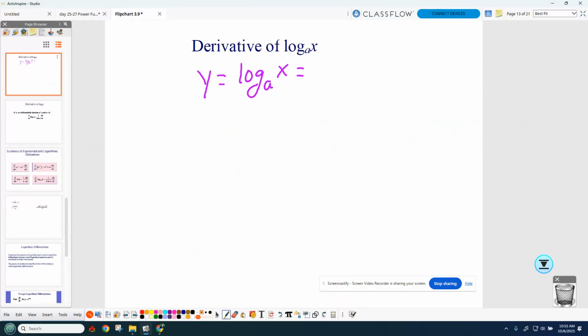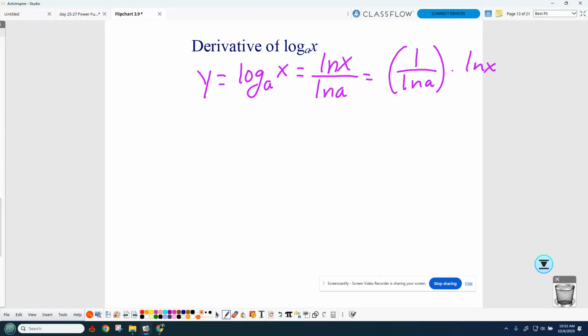She says, base goes in the basement. Natural log of x over natural log of a. All right, a is just a number. So Daniel, natural log of a, is that a number? Yeah. So it's just a coefficient. It's like the number 2.